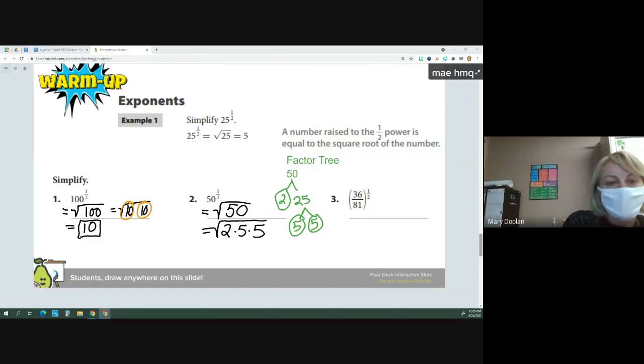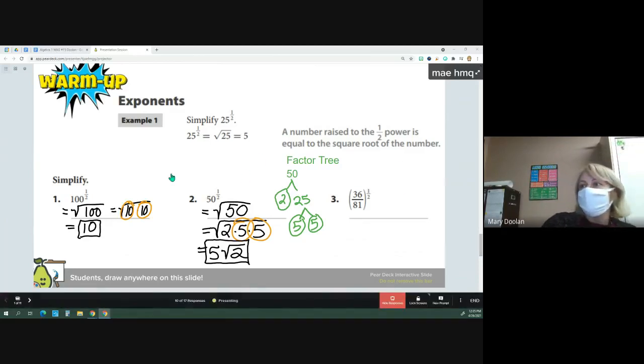Remember, this is a square root, so there's that invisible index of 2. I need 2 of the same factor to pull it out. Well, I have 2 5s, so I could pull a 5 out of here. But then there's still this 2 kind of hanging out in the square root symbol. So 5 times the square root of 2 is your correct answer. And somebody did have that. But I did want to show a little bit more to show you how to get there.